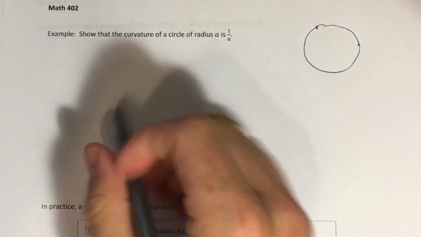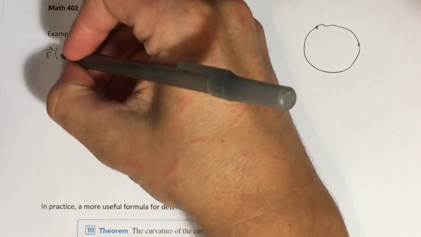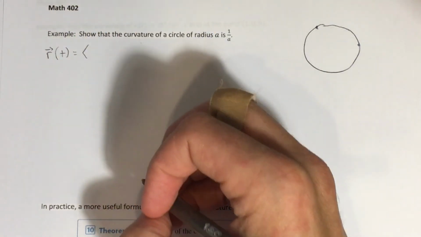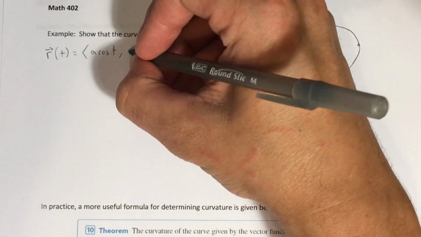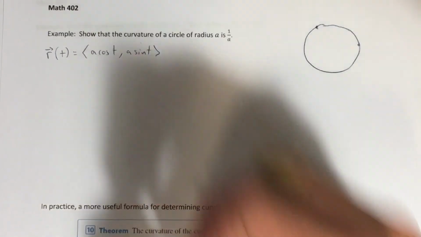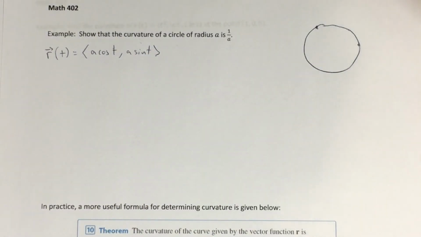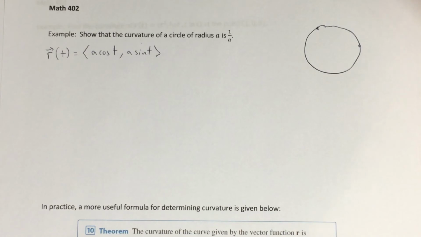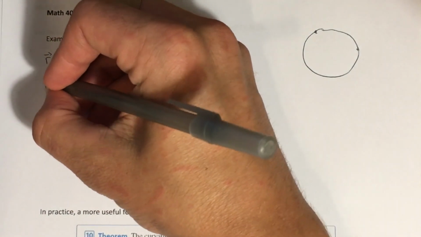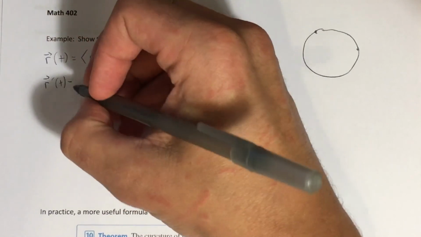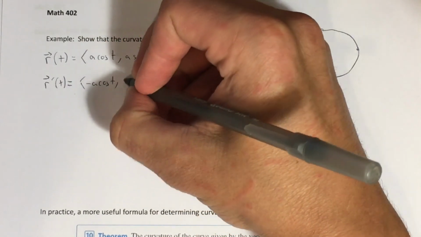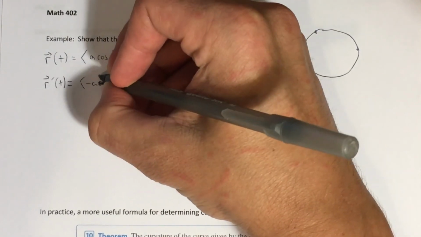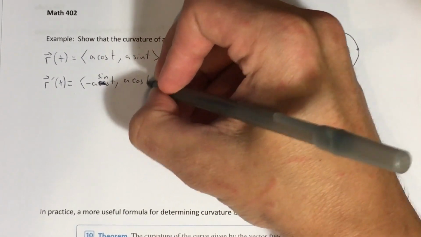Well, it's important to remember how to parametrize a circle, because everything done here is in terms of vector functions. The standard parametrization for a circle of radius a is a cosine of t, a sine of t. Now, what do we need in order to evaluate curvature? We need T prime and we need r prime. So let's find r prime first. What is r prime of t? R prime of t here would be negative a sine of t, a cosine of t.